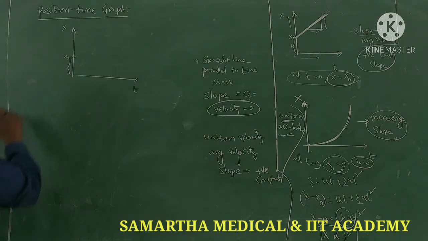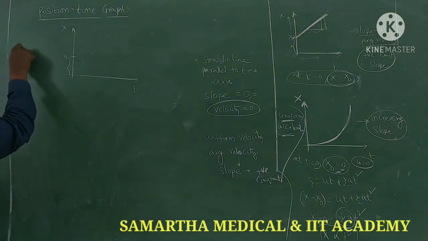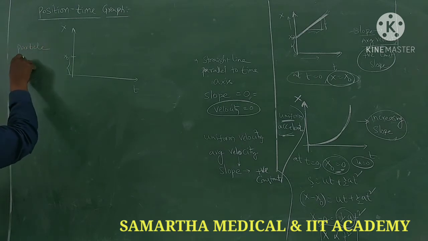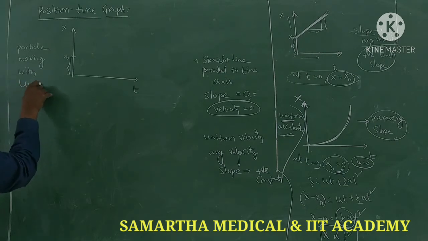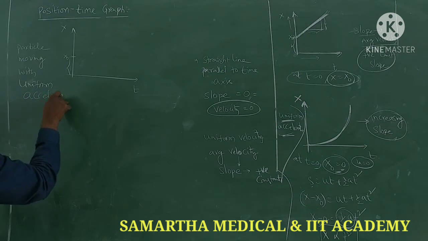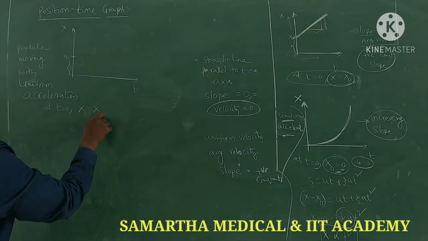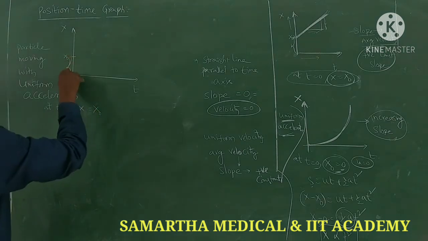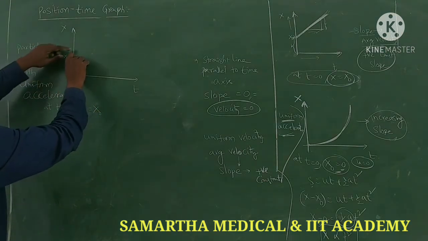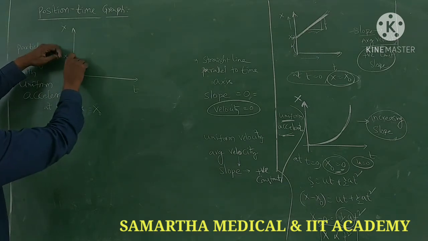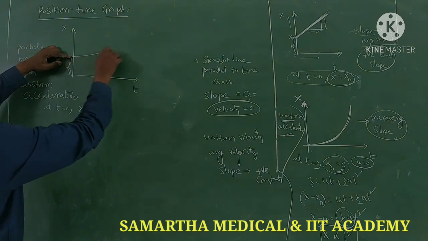A particle moving with uniform acceleration, but at t equal to 0, x naught is not equal to 0. The initial position of the particle is x naught. So the particle starts at time equal to 0 from here only. So you will get the curve like this.